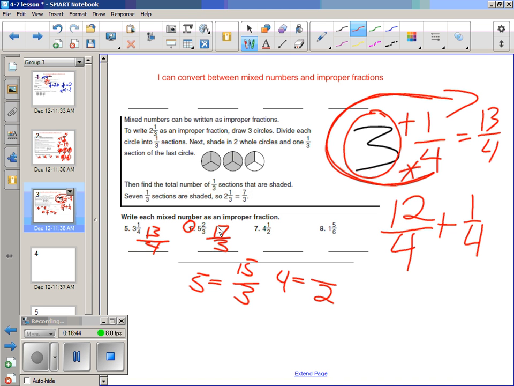Okay? 4 1/2 is how many halves? 4 is 8 halves. But 4 1/2 is how many halves? 9 halves. Okay? 1 5/6. 1 is 6/6, right? 1 whole is 6/6. We take 6/6 and add it to 5/6. How many 6ths do we have? 11/6.